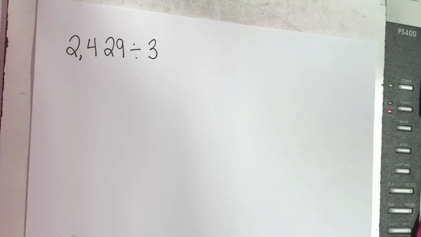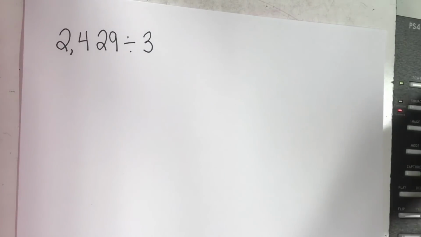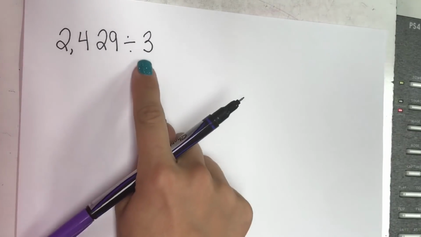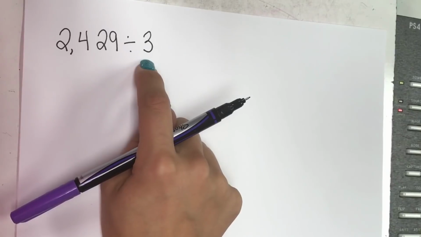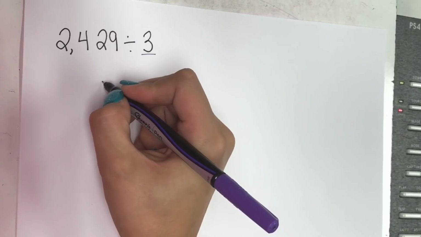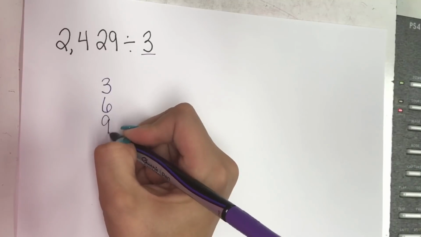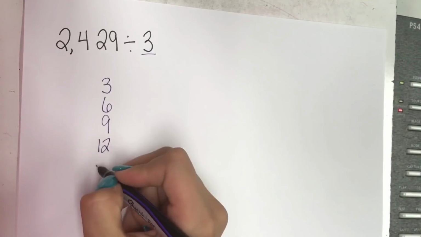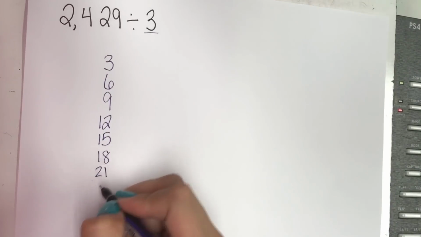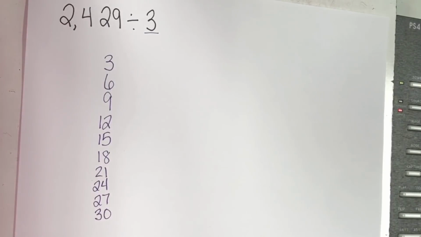Now, the first thing you do every single time is I want you to write your multiples. Write your multiples every time. You're writing your multiples of that number you're dividing by. So in this case, it's going to be 3. So let's write our multiples of 3. 3, 6, 9, 12, 15, 18, 21, 24, 27, 30. Beautiful.